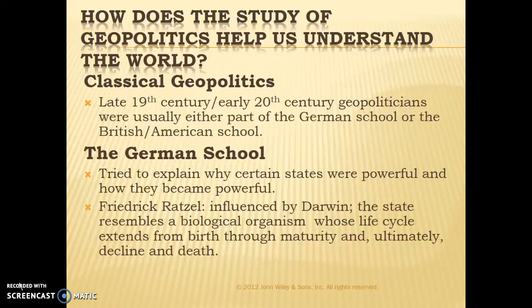When we talk about the German school, really what they're looking at is trying to analyze and explain why certain states become powerful and how they become powerful. So they're looking at those processes and change across time. One of the major figures we talk about is Friedrich Ratzel. He's influenced by the ideas of Darwin, and so he's looking at the state as basically a biological organism whose life cycle extends from birth through maturity and ultimately decline and death. And like any biological organism, what Ratzel thinks needs to happen is that states need to expand to survive.